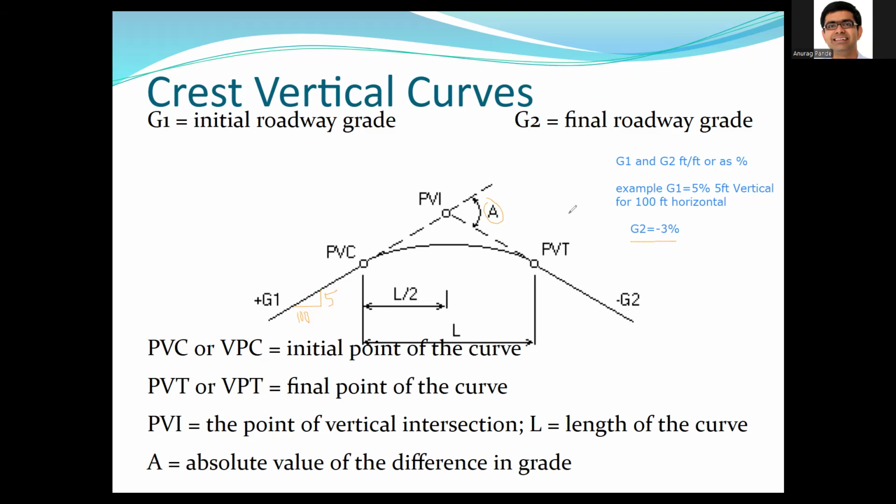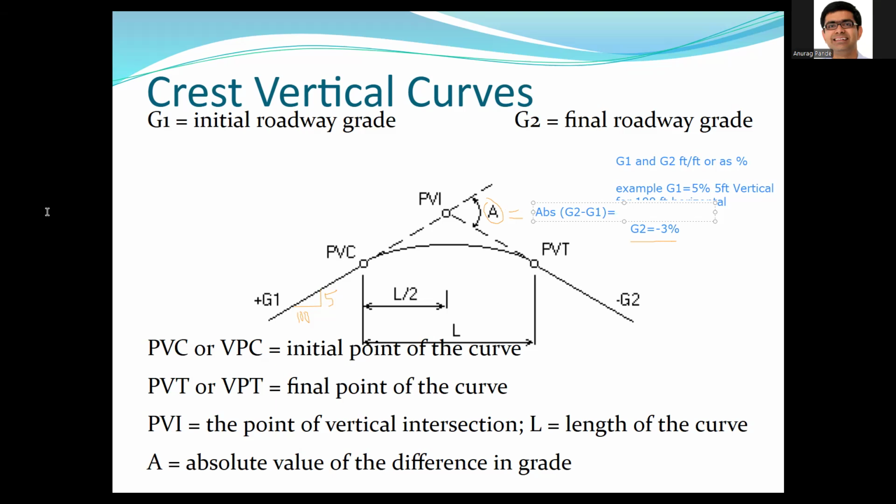So in this example, with 5% and 3%, A will be 8%, or you can say 0.08. And capital A, we usually define as an absolute value. So if you want to write down the formula for this, it's going to be the absolute value of G2 minus G1. So the absolute value of the difference between the grades.